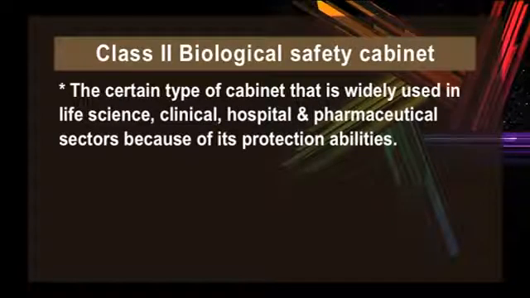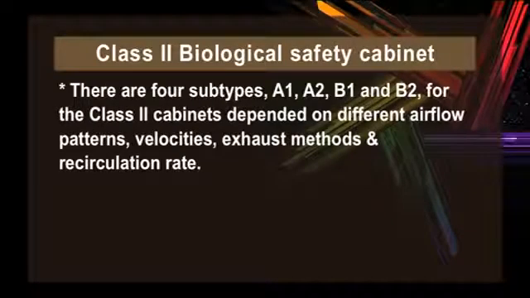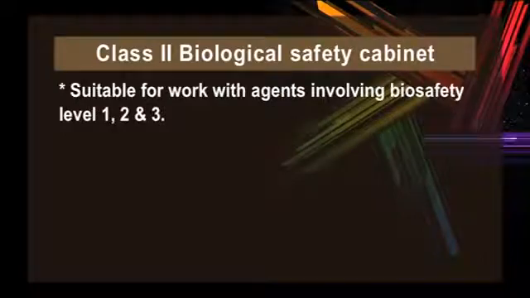This type of cabinet is widely used in life science, clinical, hospital and pharmaceutical sectors because of its protection abilities. There are 4 subtypes, that is A1, A2, B1 and B2 for the class 2 cabinets, dependent on different airflow patterns, velocities, exhaust methods and recirculation rate. Suitable for work with agents involving biosafety level 1, 2 and 3.